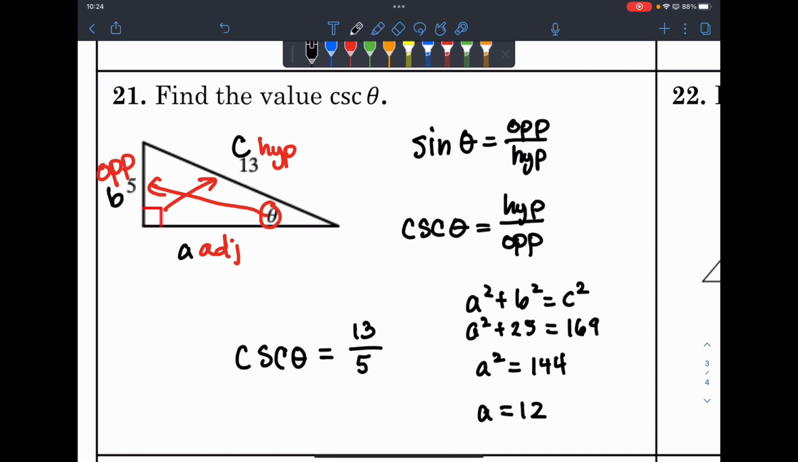But again, none of this work was necessary. We didn't have to do any of this because we don't need to know what the adjacent side is. If I was doing cosine or tangent, then I would need to know what that adjacent side is.